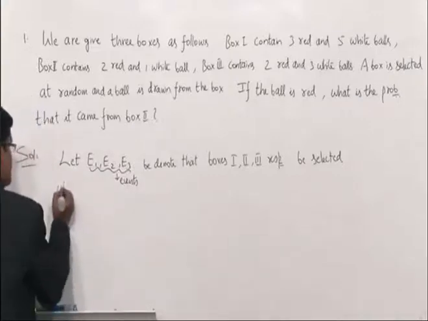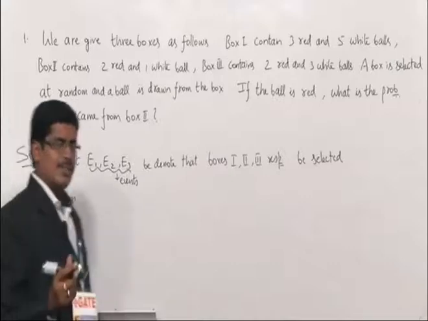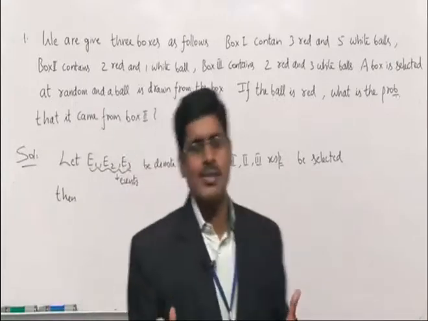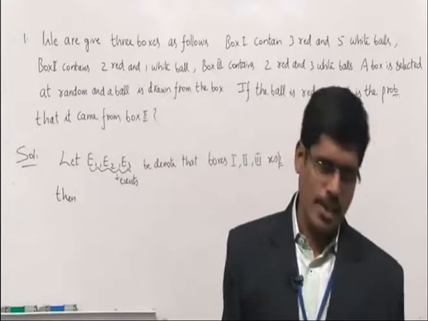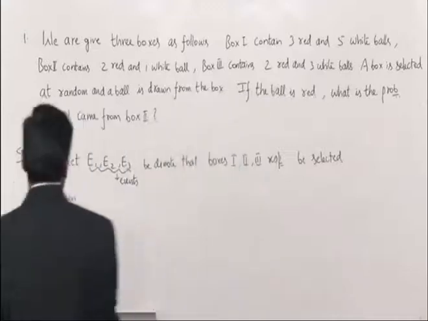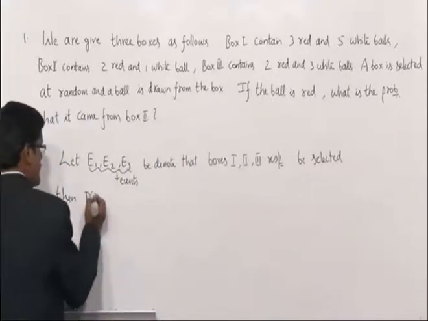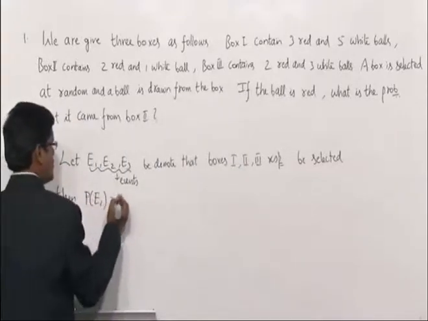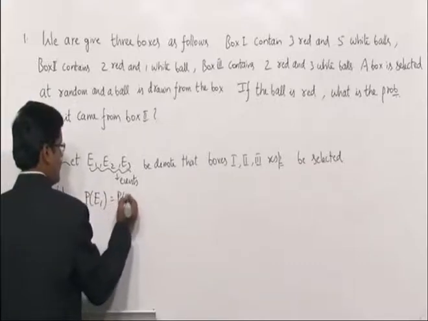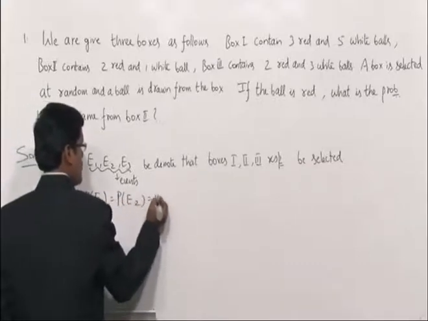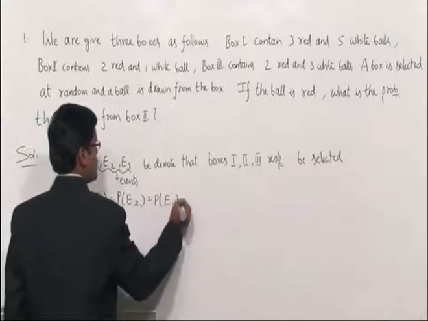Then, because there are 3 boxes, and each box is selected with equal chance, P of E1 is equal to P of E2 is equal to P of E3 is equal to 1 by 3.